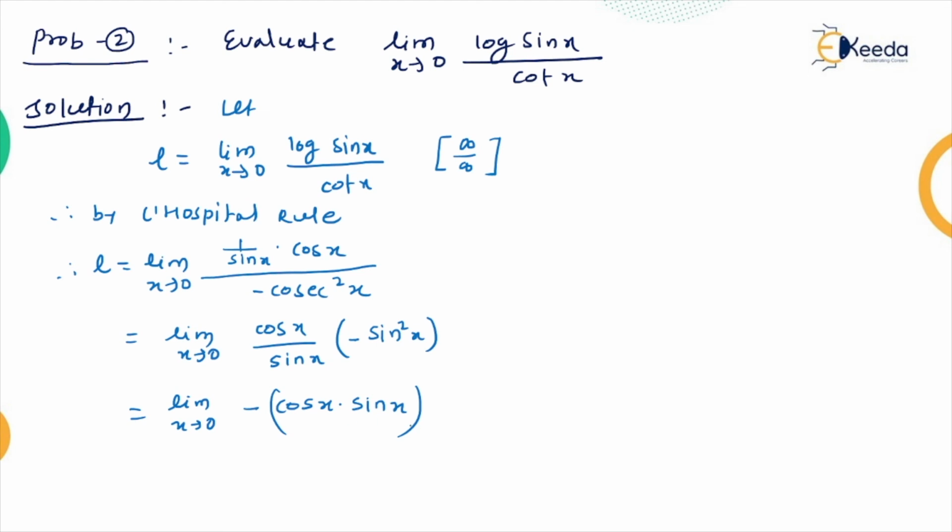Now here there is no numerator and denominator, only the numerator is given to you, and that is not a perfect 0 by 0 or infinity by infinity form. Therefore L is equal to, directly apply the limit x as 0, so your answer will be 0, and this is the required answer, guys. I hope you have understood this.